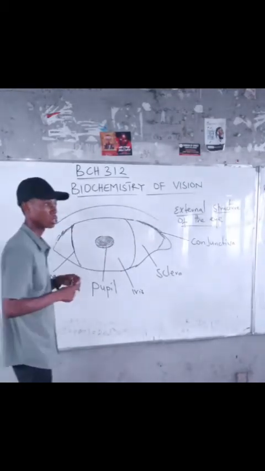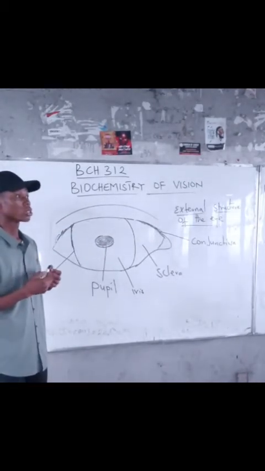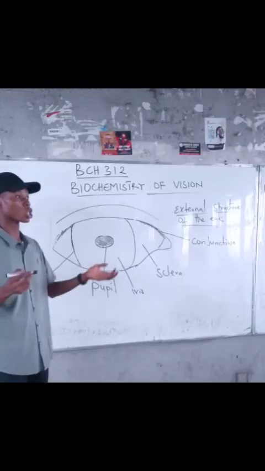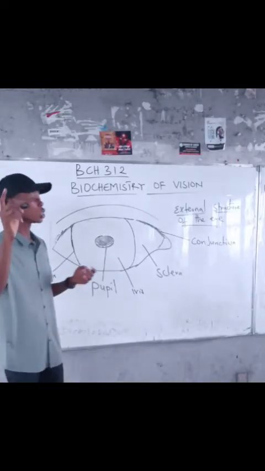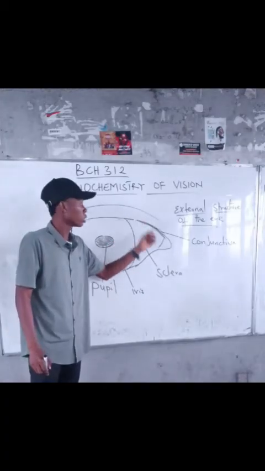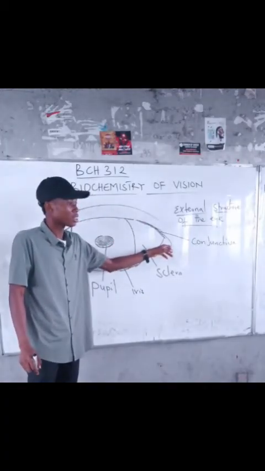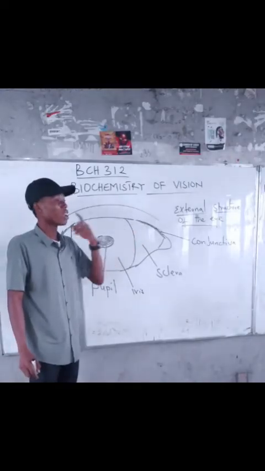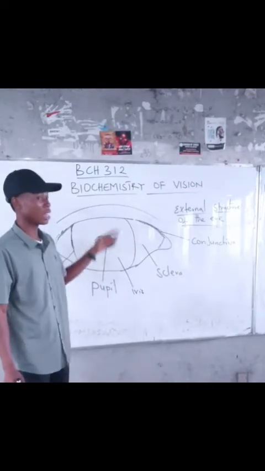And what is the function? It produces moisture, such as tears, so it supports your tear gland. What about yours? We'll come to that. Alright, so the conjunctiva lines the sclera.